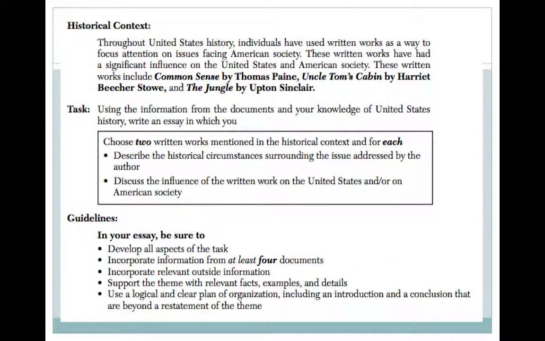And this would be the accompanying essay. So this was recently in June. You would have gotten this essay, and Thomas Paine is one of the people you could use to craft this essay. You would have to pick two of the written works.